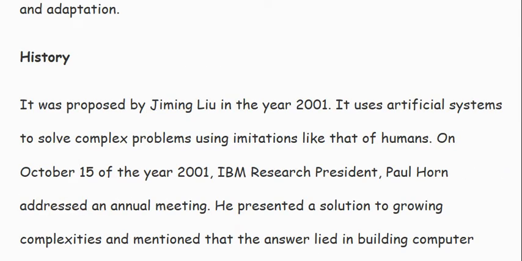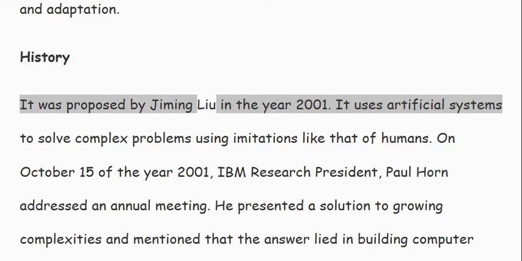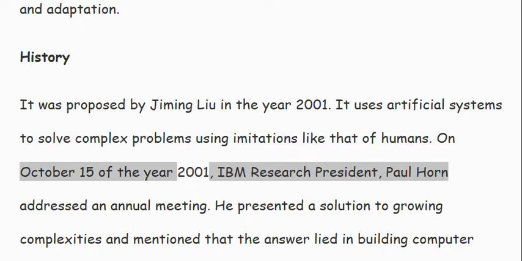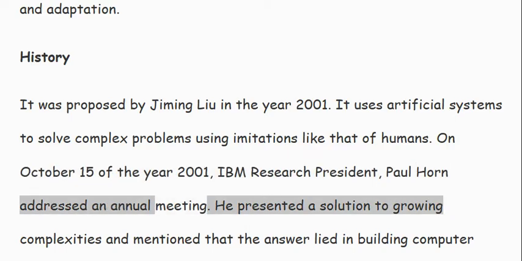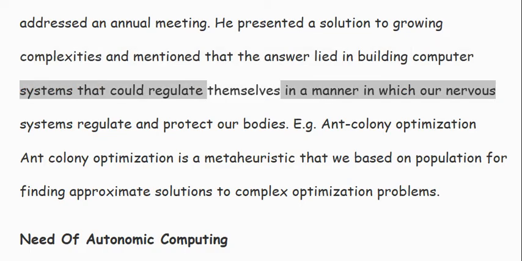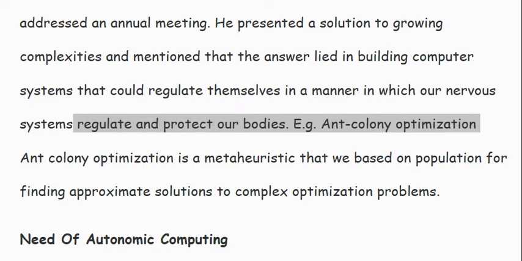History. It was proposed by Jiming Liu in the year 2001. It uses artificial systems to solve complex problems using imitations like that of humans. On 15th October of the year 2001, IBM Research President Paul Horn addressed an annual meeting. He presented a solution to growing complexities and mentioned that the answer lay in building computer systems that could regulate themselves in a manner in which our nervous systems regulate and protect our bodies.